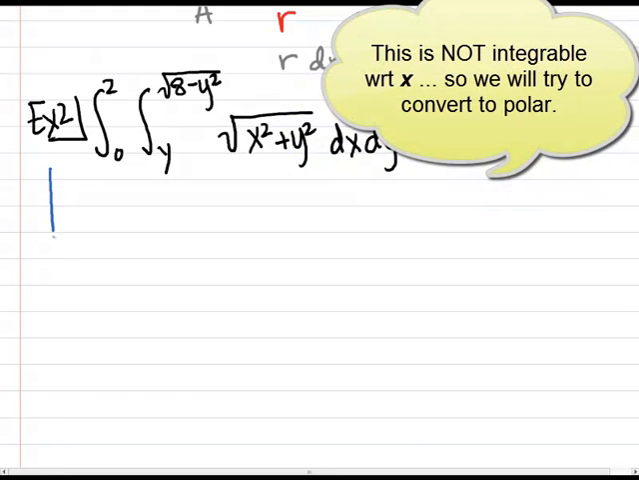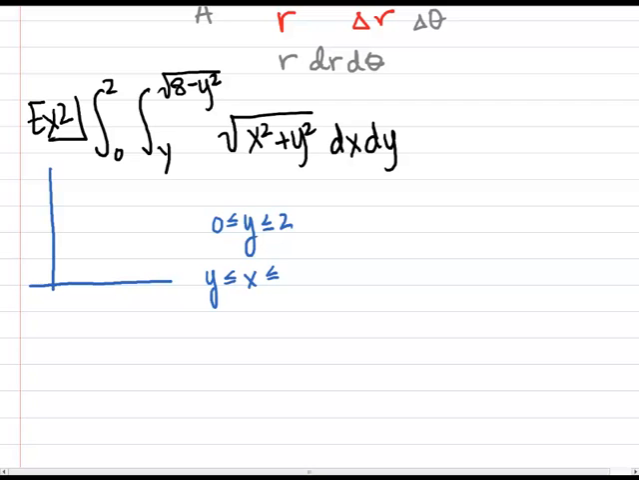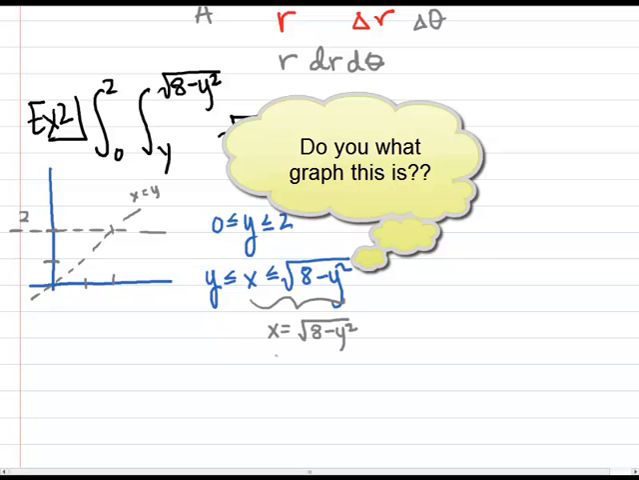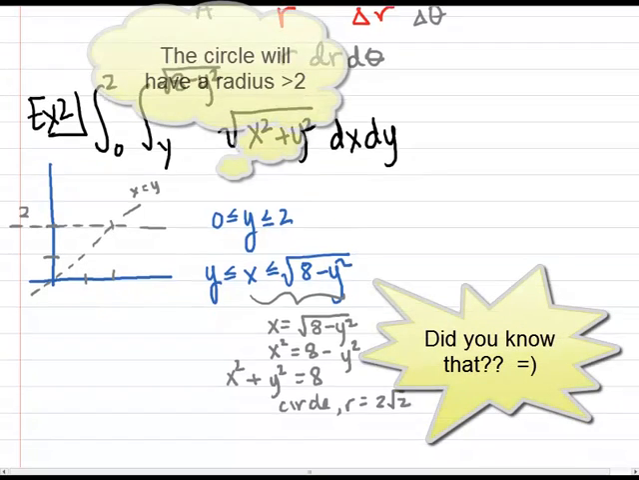Now let's take a look and see what this region looks like. Y is bounded between 0 and 2, and x is bounded between y and square root of 8 minus y squared. So y is bounded between 0 and 2. X equals y, which is a diagonal line. You may want to write this out as x squared equals 8 minus y squared, and then move it over and you have x squared plus y squared equals 8. This is a circle with a radius equal to 2 radical 2, or radical 8.